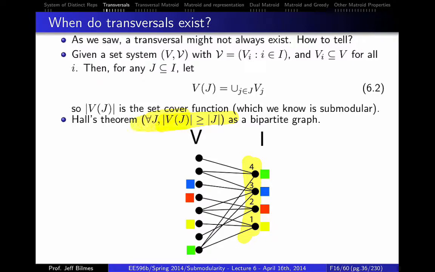To check this, you might say, oh great, this is a great theorem. Now all I need to do, if I've got a particular massive bipartite graph, is check all exponentially large number of subsets of J. Let's say I've got 50 groups, then it would be 2 to the 50 things I would need to check to see whether or not each of the 50 groups could have a unique person representing it.